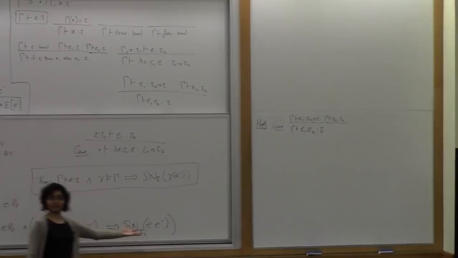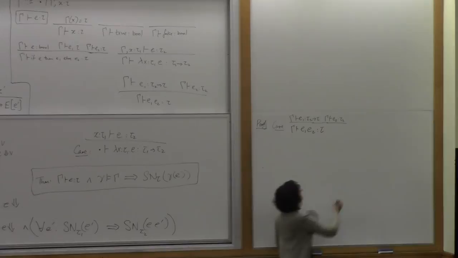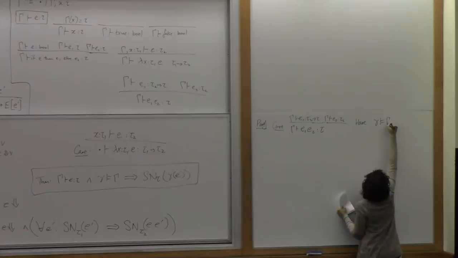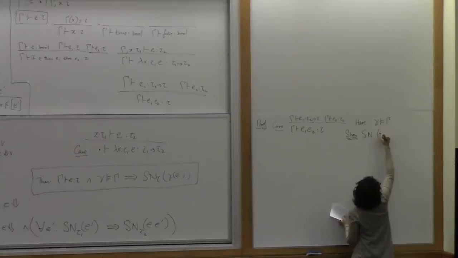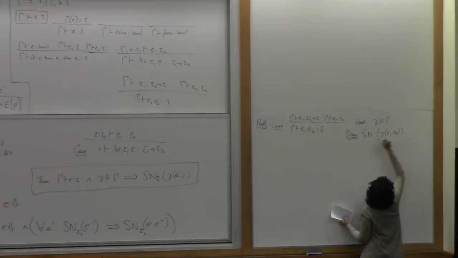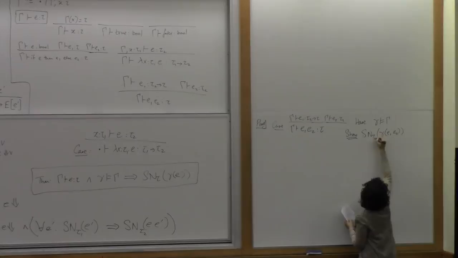All right, so we want to do the application case. Again, we already know, by our premise, a substitution that satisfies big gamma. And what we want to show is that the application is strongly normalizing after we've closed it off. So we want to show that gamma applied to E1 E2 is strongly normalizing at its type tau, right?